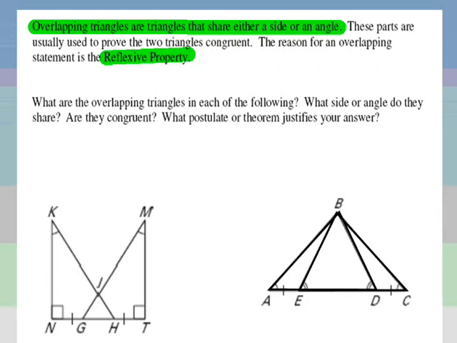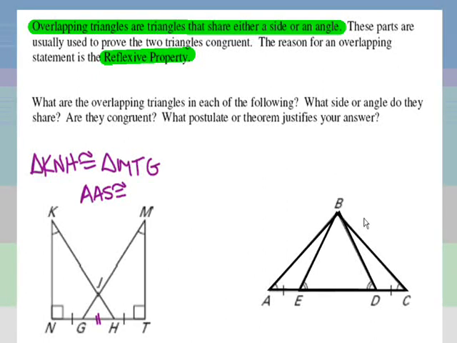And so let's look at some overlapping triangles and see if we can figure out what the parts are that make them overlapping. So in this first pair, they don't overlap by very much, but where they do overlap is right here in GH. GH is congruent to itself, which means that we've got an angle, and then when I add these two guys together, since these two parts are congruent, when I add the same thing to both sides, I wind up with two congruent sides. So I have, let me see, triangle KNH is congruent to triangle MTG, and that would be angle, angle, side congruence.